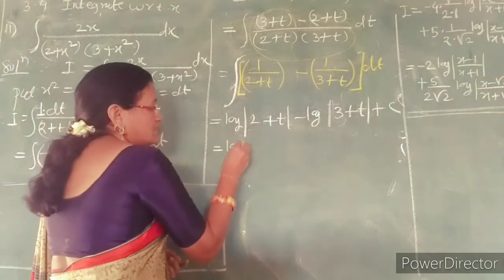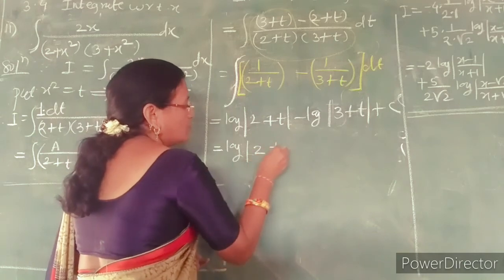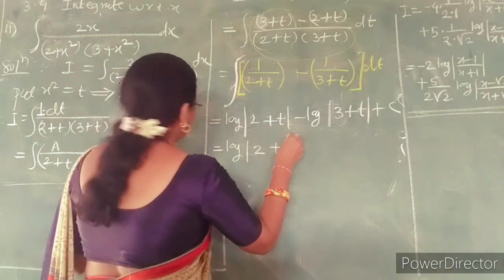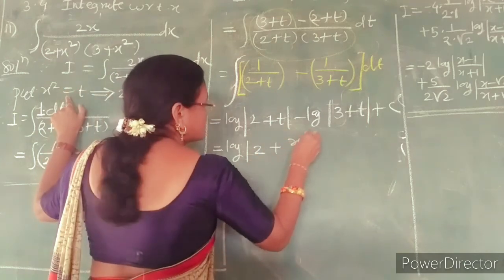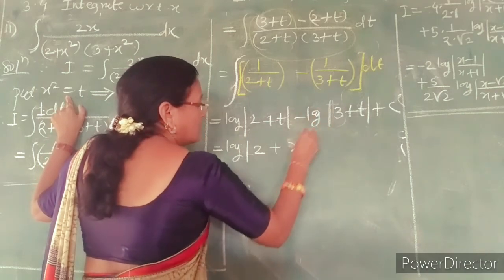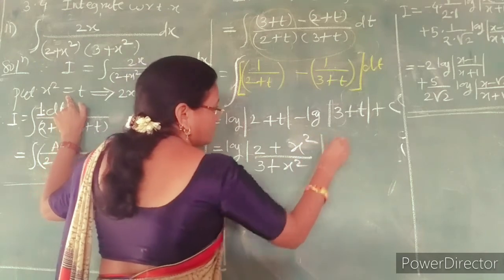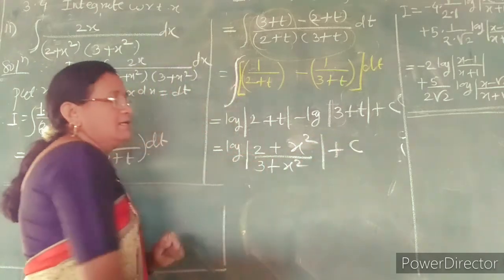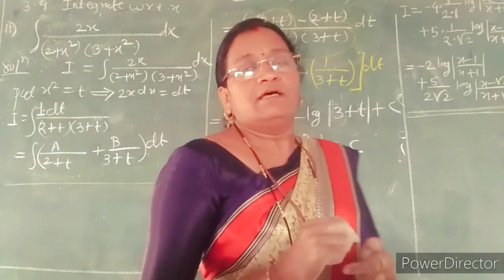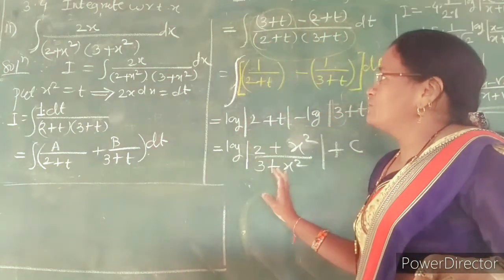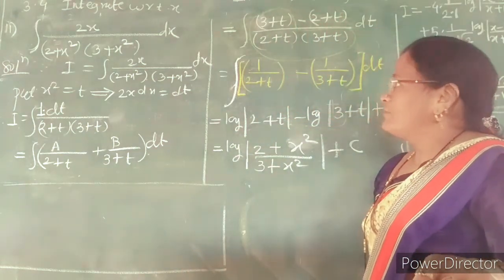So this is log of mod of (2 plus t), where we take t equal to x square for proper substitution, and the minus gives division, meaning (3 plus x square), plus c. By using this method we solve the example. It is a very easy method to solve examples on linear fractions.